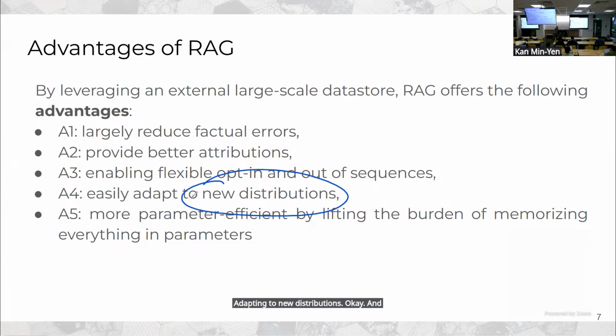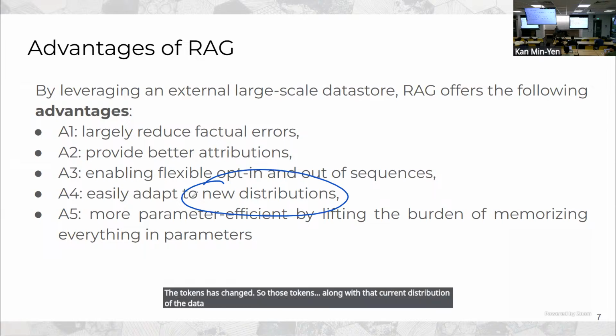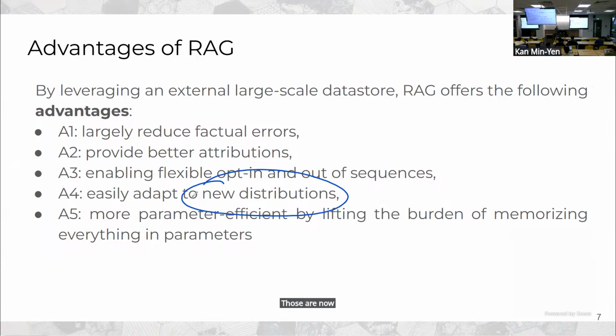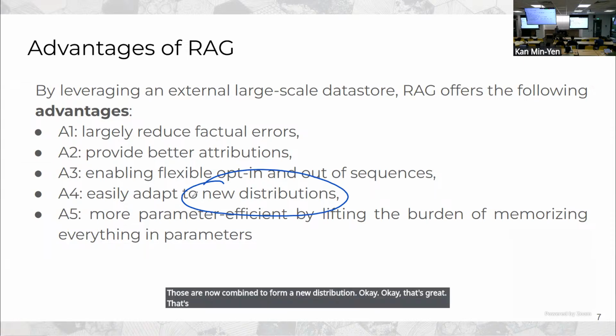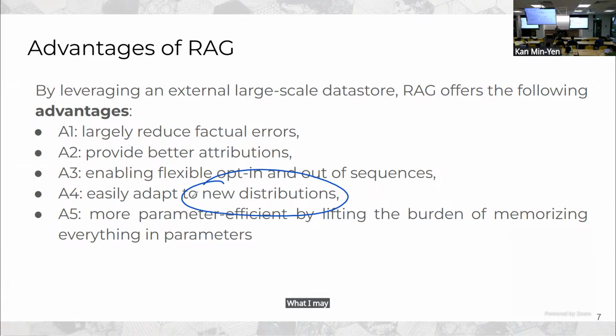Let's say you upload a corpus to the app, and now the distribution of the tokens has changed. So those tokens, along with the current distribution of the data that it has learned, are now combined to form a new distribution. Okay, that's great. That's generally the idea. Can anyone give us an instance of what Pang Mei has said? If I have a general language model and I want to adapt it to a new distribution, what concrete new distribution would I care about?